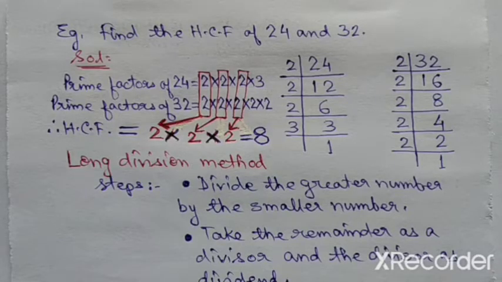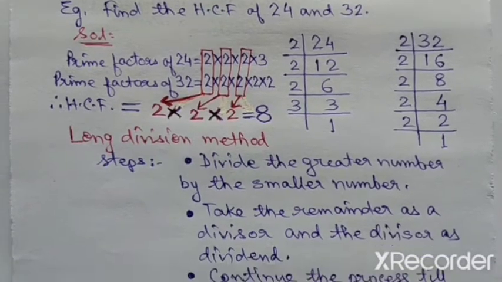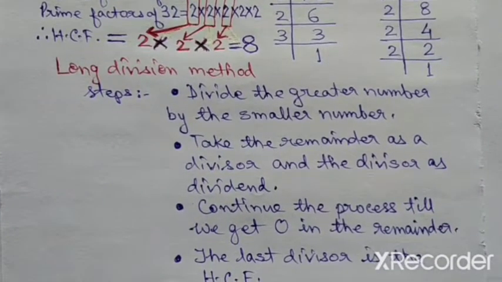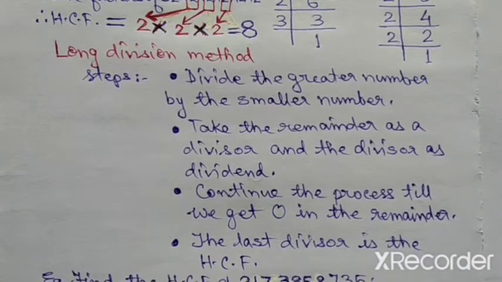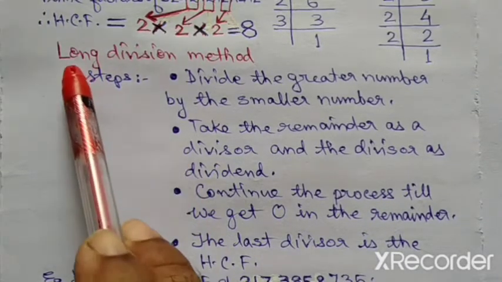Now the next method, children, is the long division method. It's a very important method, children. Whenever the number contains more than 3 digits, you will adopt this method. Now what are the steps, children, to be followed in this method?